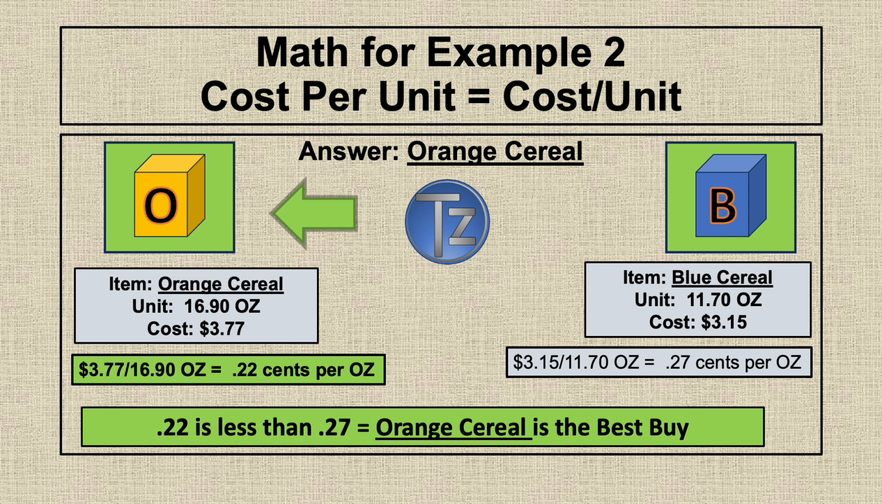Using the cost per unit method, we found that with the orange cereal, $3.77 divided by 16.9 ounces equals 22 cents per ounce, while for the blue cereal, $3.15 divided by 11.7 ounces equals 27 cents per ounce. 22 cents is less than 27 cents, hence orange cereal is more cost effective and the best buy.